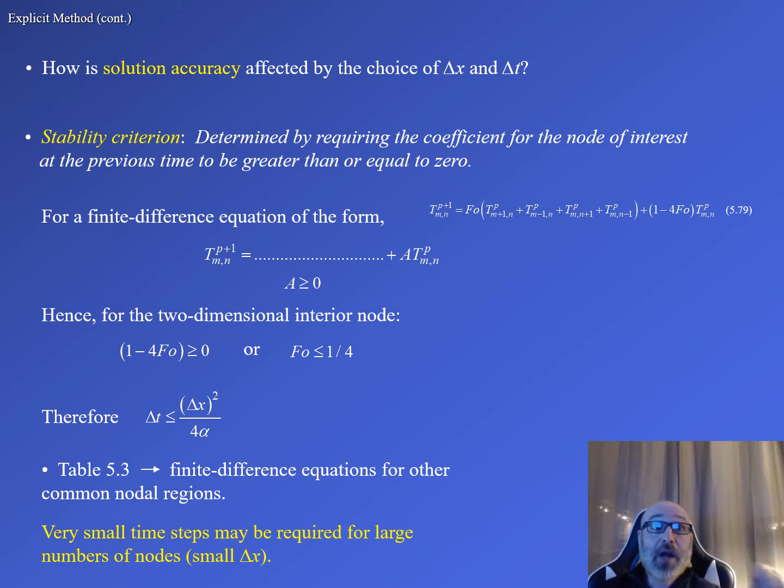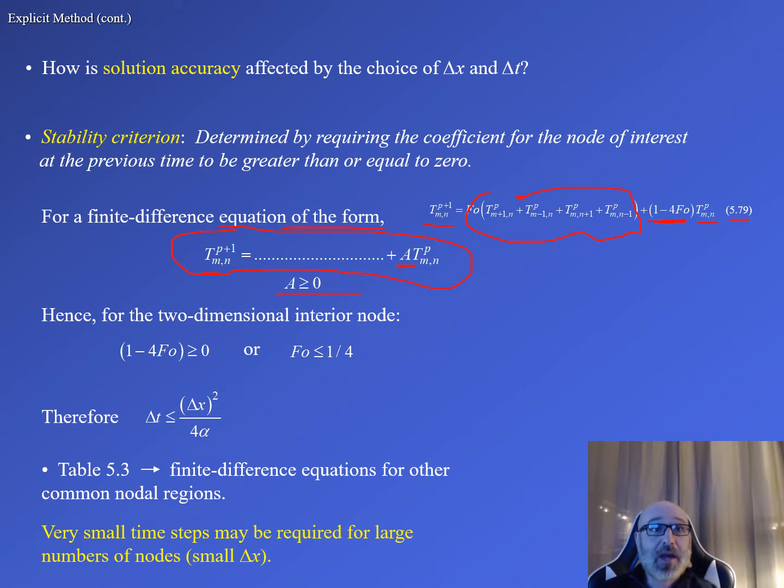So now for a finite difference equation in the form that we see right here, which we recall is related back to our equation 5.79 that we looked at earlier, we have that T_{m,n}^{p+1} is equal to all of this here, plus now this term in front of our T_{m,n}^p. This term is an a right here. So for this relationship for my stability criterion, our a must be greater than or equal to 0.